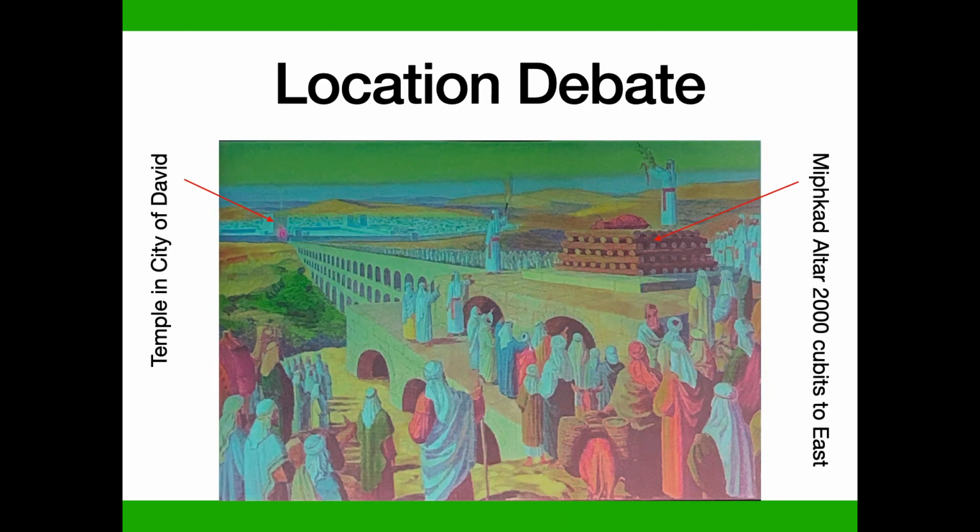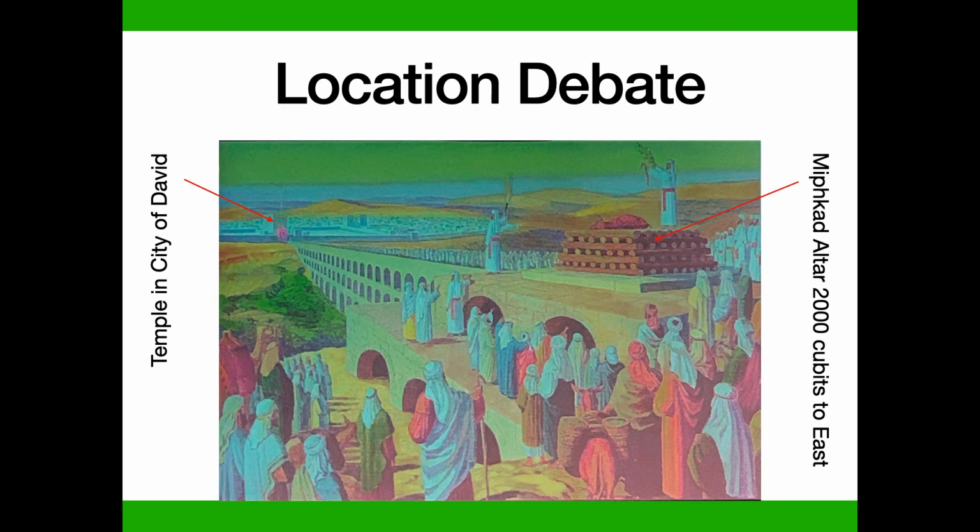All right, so last slide. But here is a view of this same location debate, but looking from the Mifkad altar on the Mount of Olives towards the temple. So I've tried to keep the temple in the same exact location. So the temple is in the city of David, there in the upper left-hand corner. And the Mifkad altar is in the foreground here. And so we're across the Kidron Valley. That bridge crosses the Kidron Valley. And you have on the Mount of Olives the Mifkad altar where we sacrifice the red heifer.